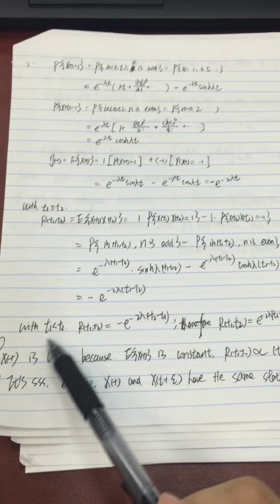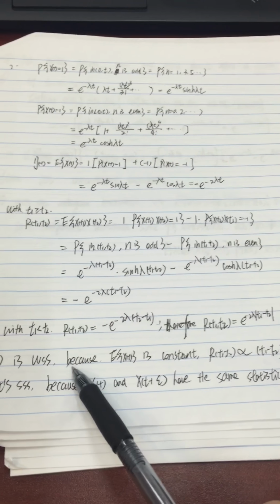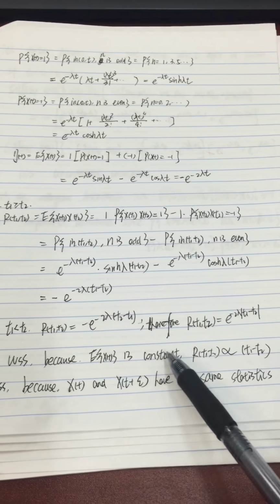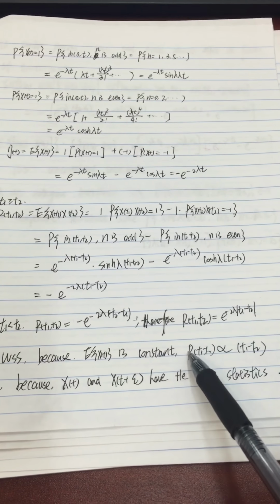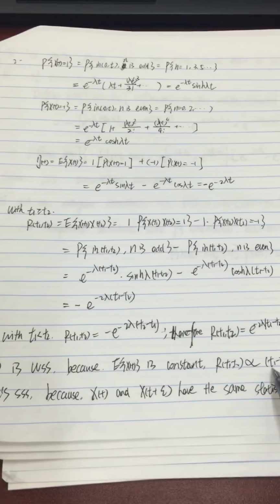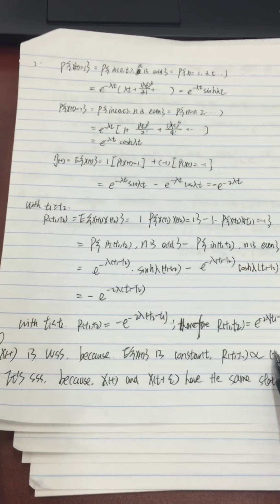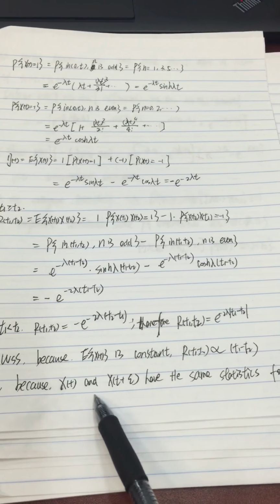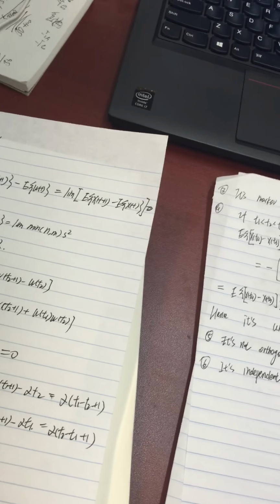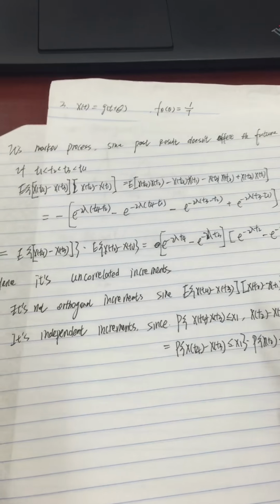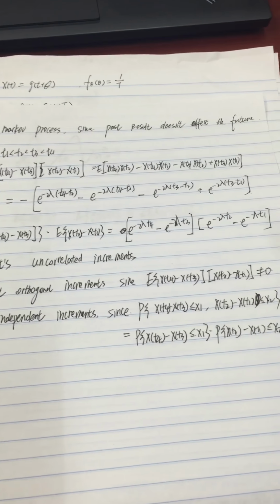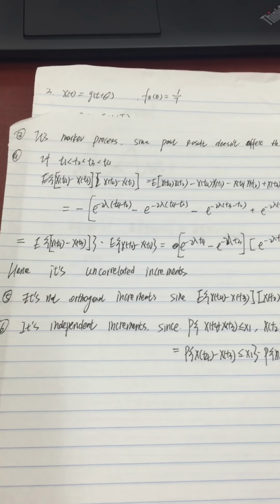So clearly this is WSS, because the mean is constant and the correlation only depends on tau. It is also SSS because the time shift does not influence the statistical values. And it is also a Markov process because the past result does not affect the future result.